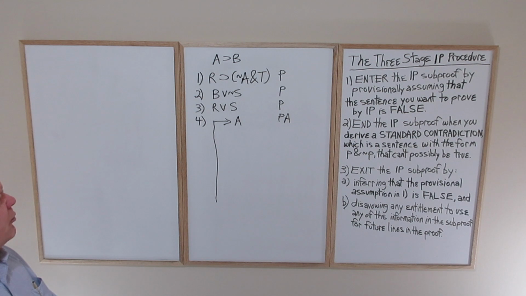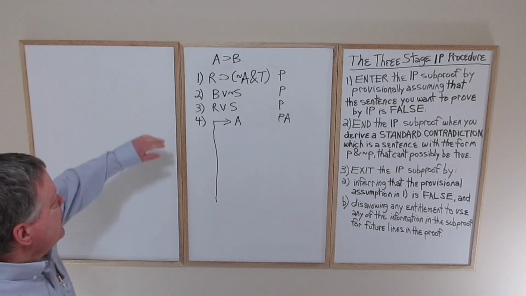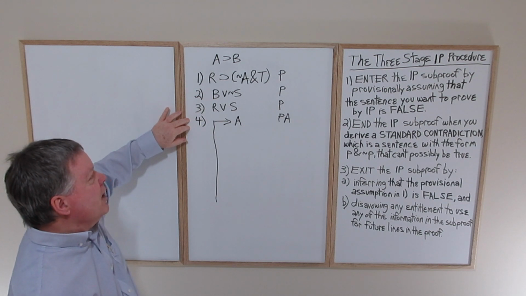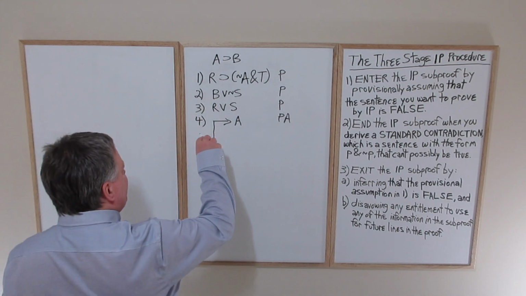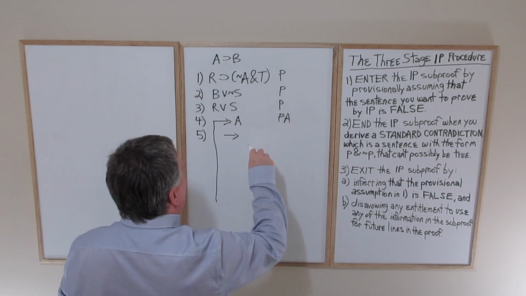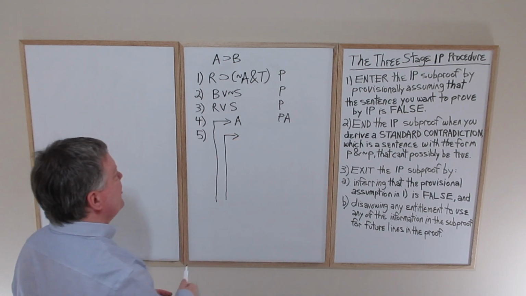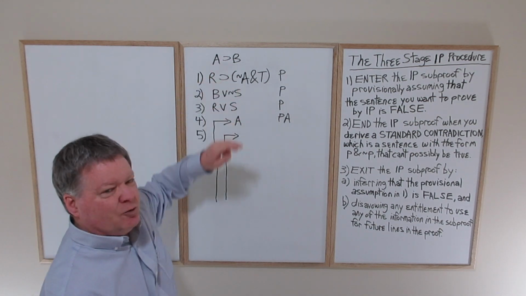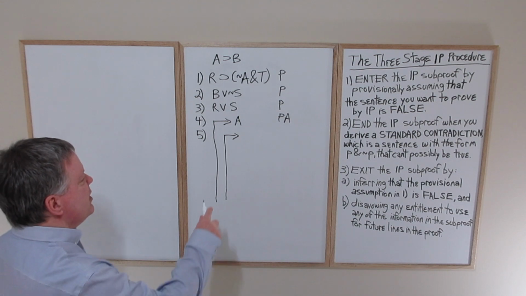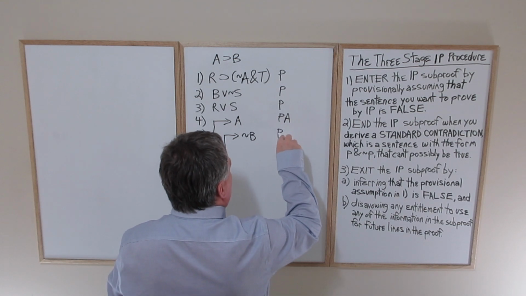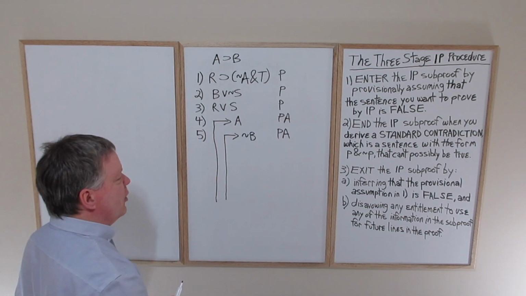Now, looking at our information, it's not immediately available how we can derive B from our original 3 premises plus the provisional assumption A. So we might decide to do an IP subproof inside the CP subproof. Remember, what we're after to finish the proof is the consequent of the conditional B. So for the IP inside the CP subproof, we will provisionally assume that B is false.